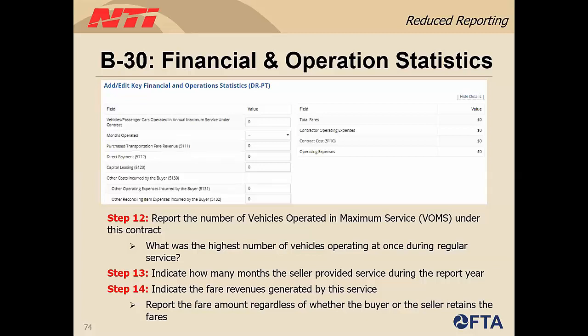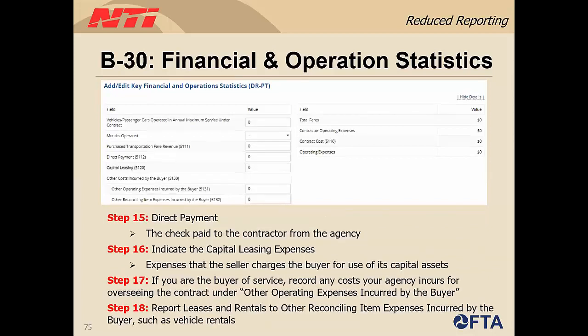Next, you will report the amount of fare revenues generated by the service. You should report the total amount of fares collected regardless of whether the buyer or seller returned the fares. Then you will report the total payment to the contractor in the direct payment line. This should be the total amount paid directly from the buyer to the seller without netting out any capital leasing or other expenses. Next, you will indicate the amount of capital leasing expenses for the contract.